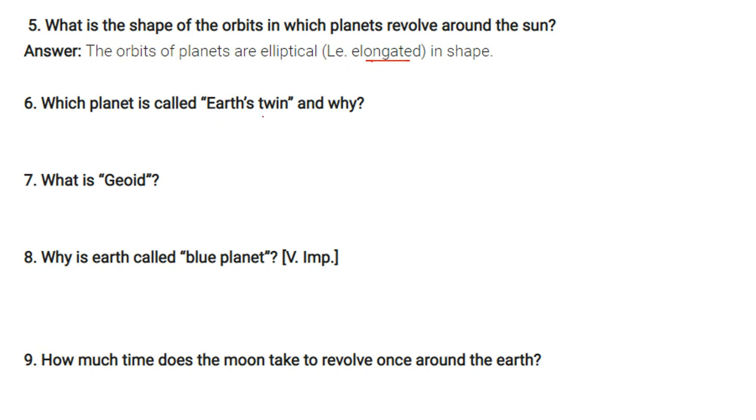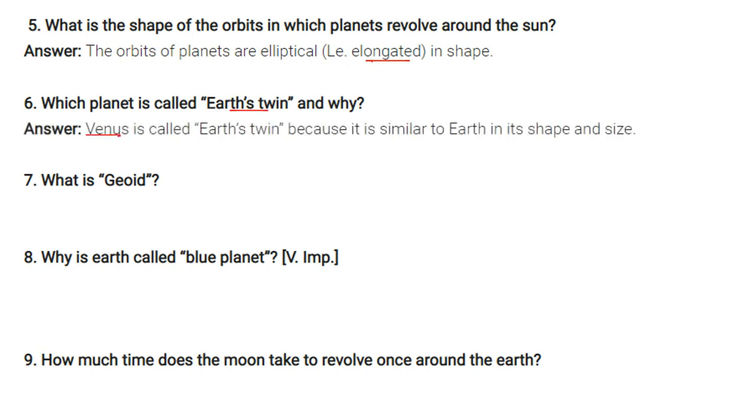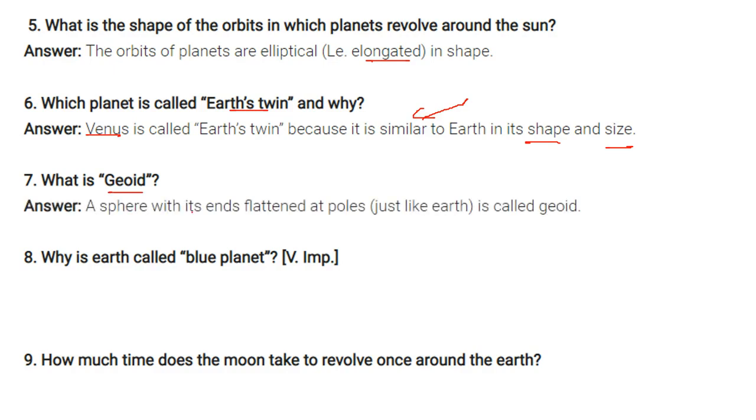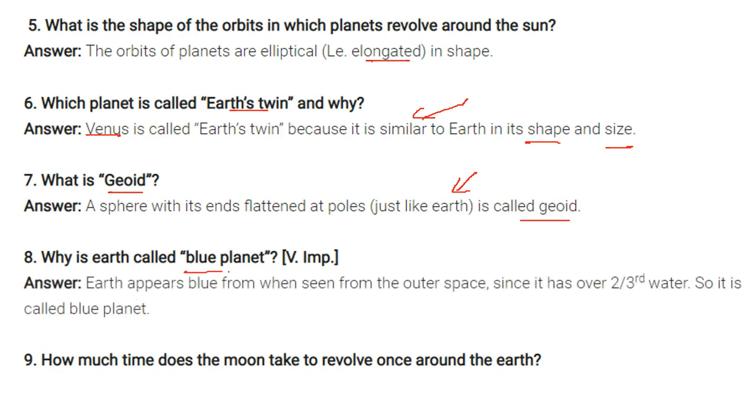Which planet is called Earth's twin and why? Venus is called Earth's twin. Why? Because in terms of shape and size, it is almost similar to the Earth. What is geoid? A sphere with its ends flattened at the poles, just like Earth, is called a geoid, or any shape that resembles Earth the most is the geoid. Why is the Earth called the blue planet? The Earth is called the blue planet because if you see it from outer space, it appears to be blue, since two thirds of the content is water on Earth.